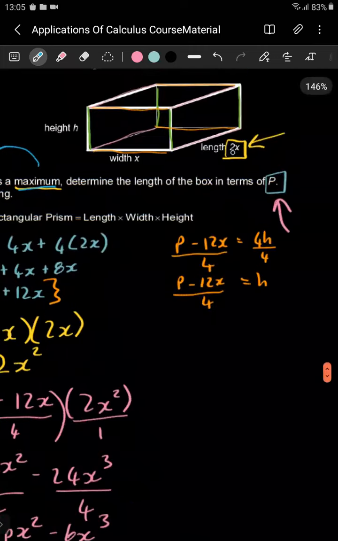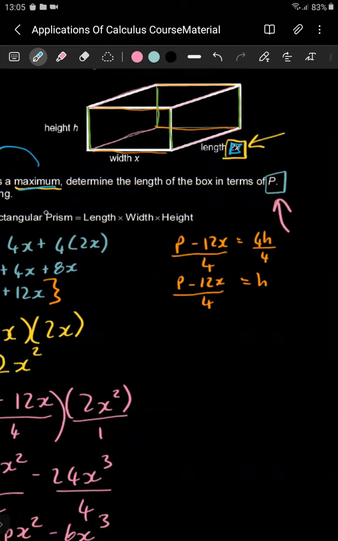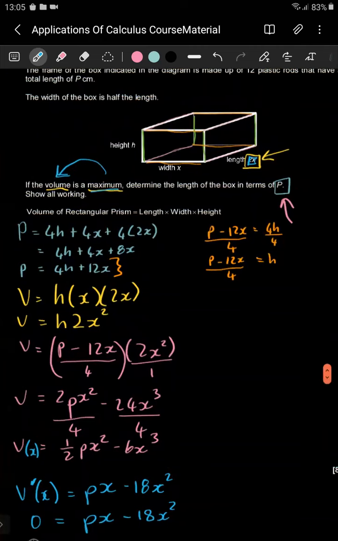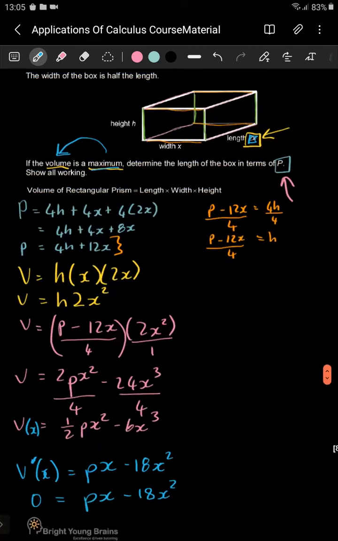Now our length is just 2x, you see. So they said here we should what? I keep going back to the question because you really want to be certain of what they are asking. Is it correct? Does it make sense? If the volume is a maximum, determine the length of the box in terms of P.